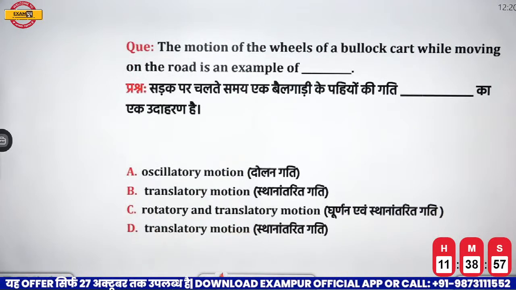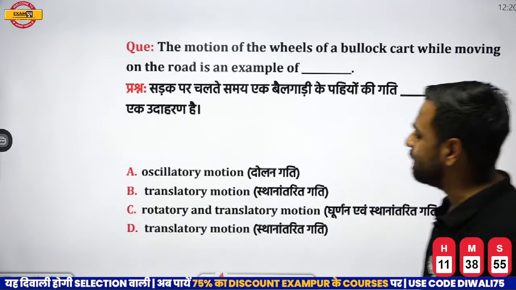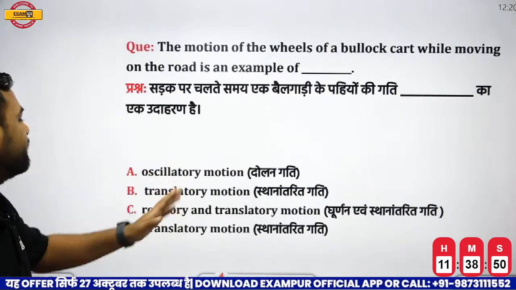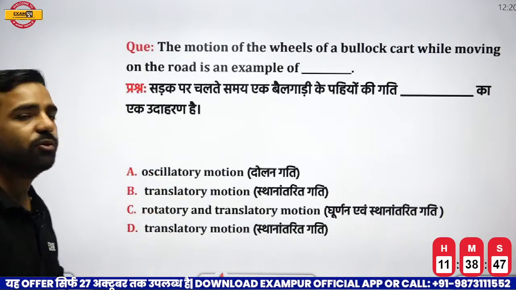The motion of the wheels of a bullock cart while moving on the road is an example of what? If I talk about the different types of motions, we have oscillatory motion, translatory motion, rotatory, translatory or translatory motion. What is the correct answer over here?